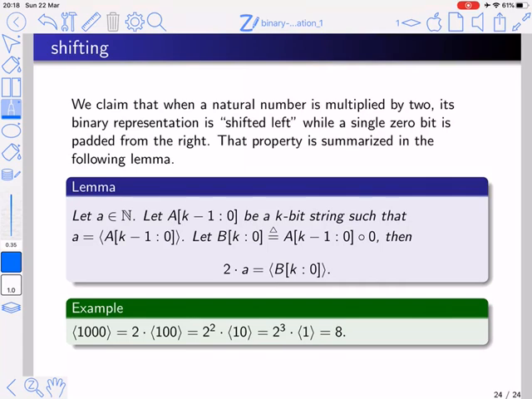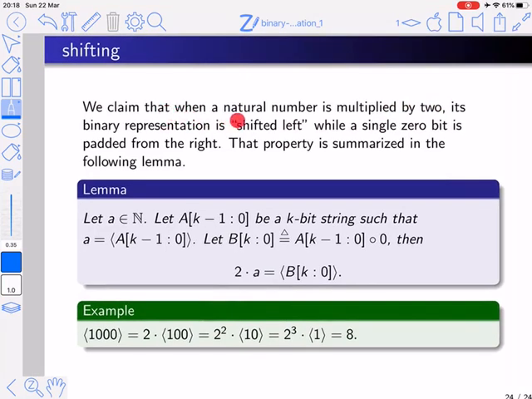Finally, I want to discuss the effect of shifting. What is shifting? We claim that when a natural number is multiplied by 2, its binary representation is shifted to the left, while a single zero bit is padded from the right. Let us try to explain what we are saying here. Suppose I'm looking at the binary string 0, 1. And I ask, what is the number that this string represents? It represents the number 2.